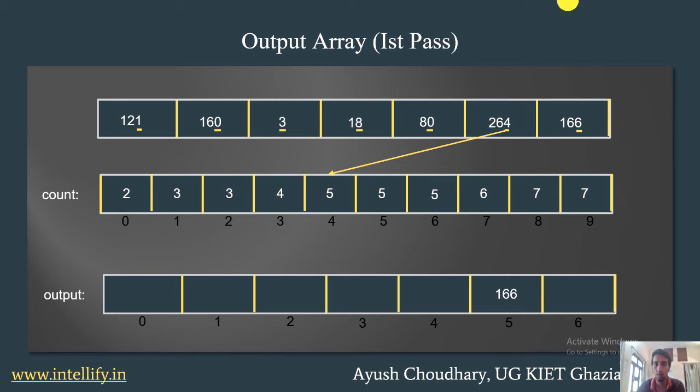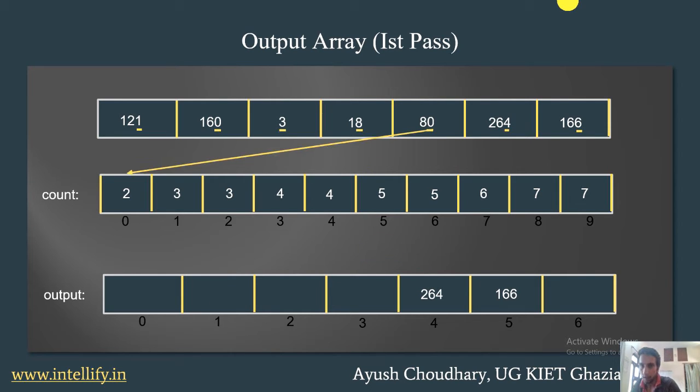Okay, so the next element we get is 4. So for 4, we go to the fourth index and decrease the count at the fourth index by 1, and then we get 5 minus 1, 4. Then we replace 5 with 4 and put 264 at the fourth index, like this one.